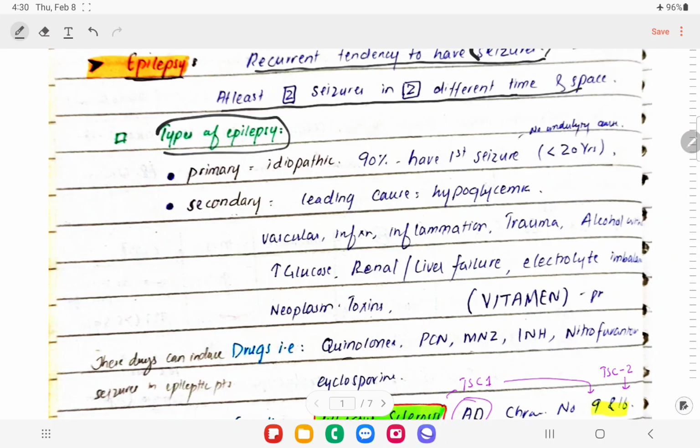So let's talk about types of epilepsy. We have the primary, that is idiopathic. Mostly, 90% of these patients will have the first seizure before 20 years of age, right? And we're not going to find any underlying cause.